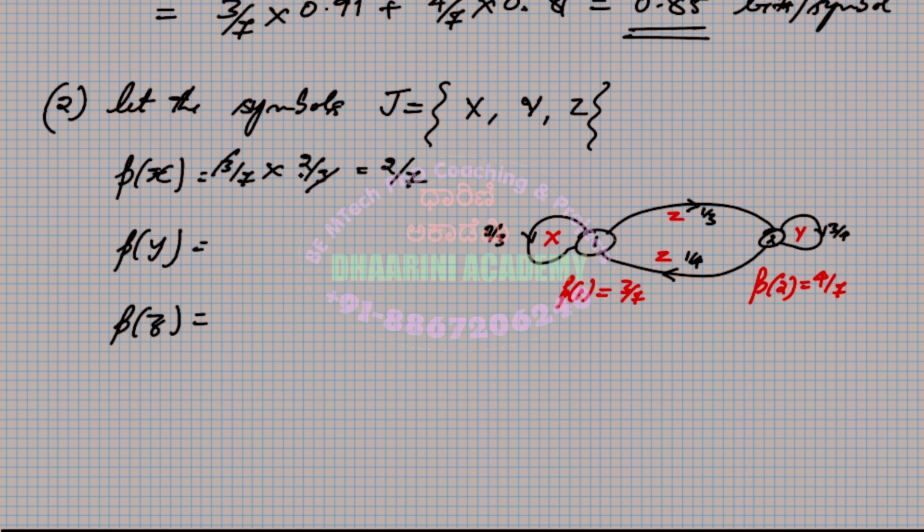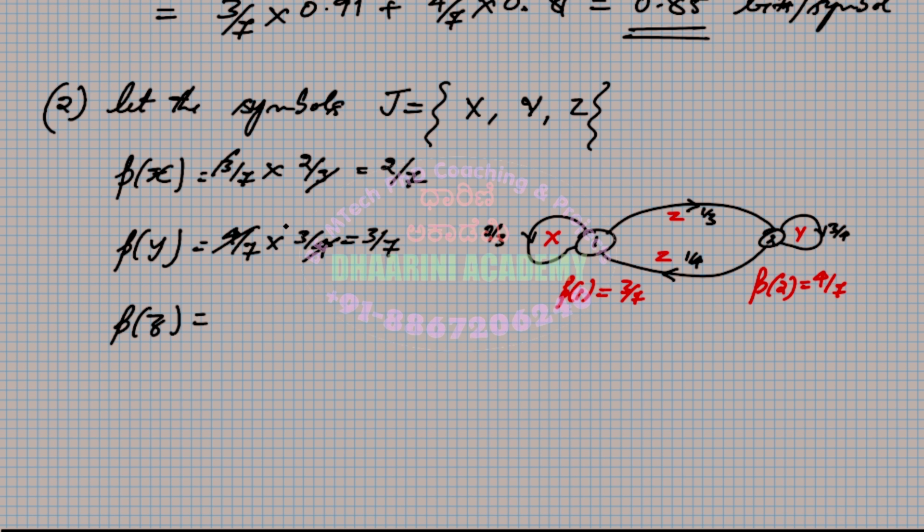Now apply the same thing to Y. The probability of getting Y: first I should reach the second state, which is 4 by 7, into the chance once you reach state 2, where again you have two things, so I multiply by 3 by 4. The 4 cancels, so you have 3 by 7.